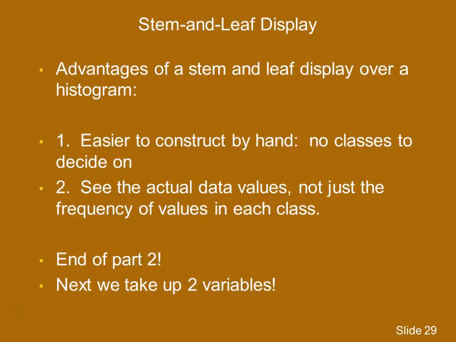There are a couple of advantages for a stem and leaf display over a histogram. First, it's somewhat easier to construct by hand. We didn't have to sit around and decide how many classes we want. Do we want 5, 6, 7? What should those classes be? Also, you get to see the actual data points themselves. As I said before, if all you have is a histogram, you know that there was a frequency of 4 or 5 or 10 in a certain class, but you no longer know what the points themselves were. With a stem and leaf display, you actually have the original numbers.